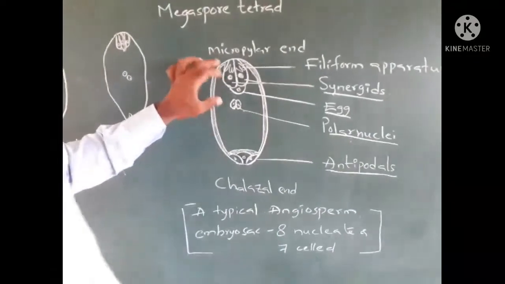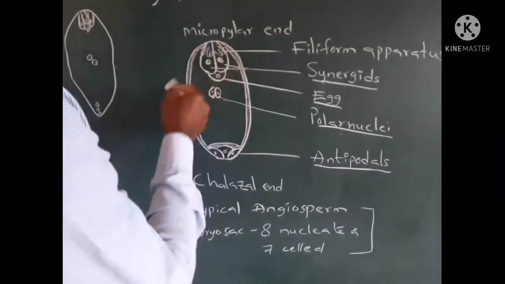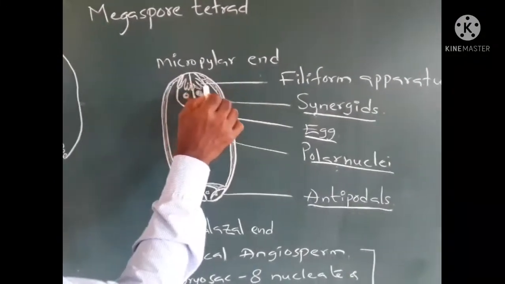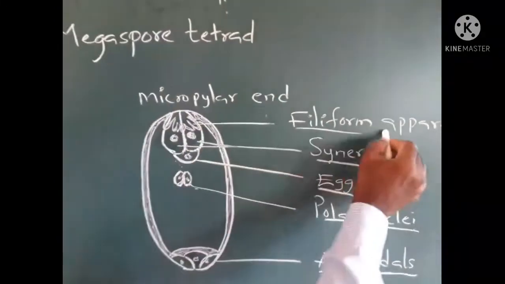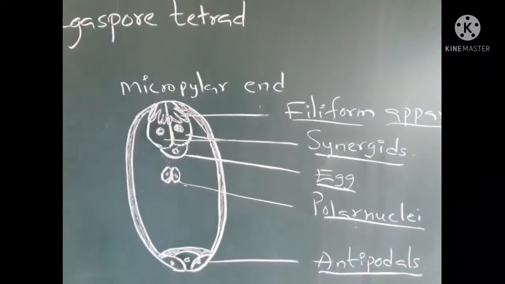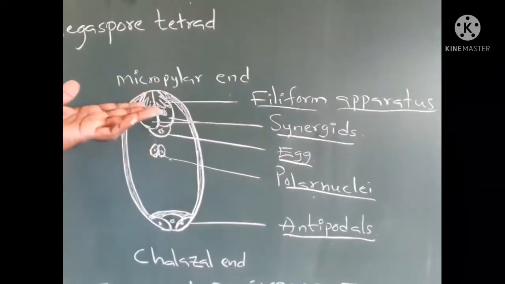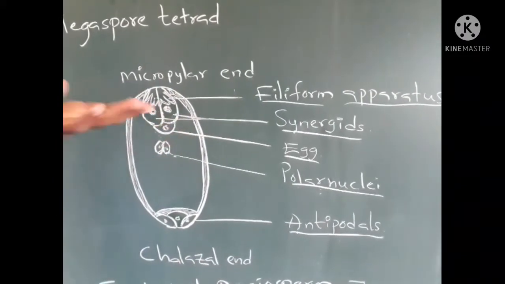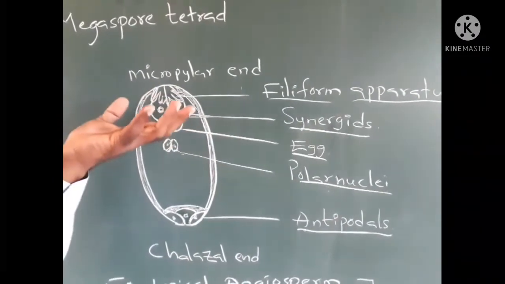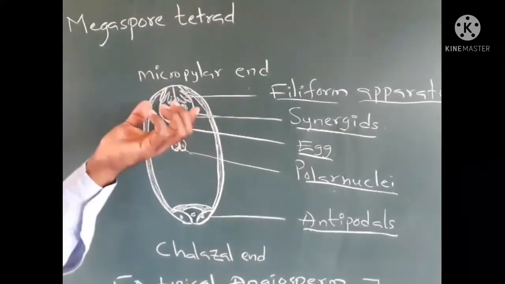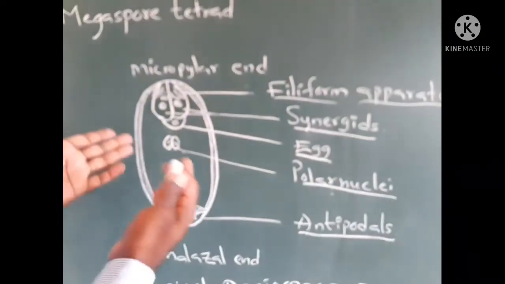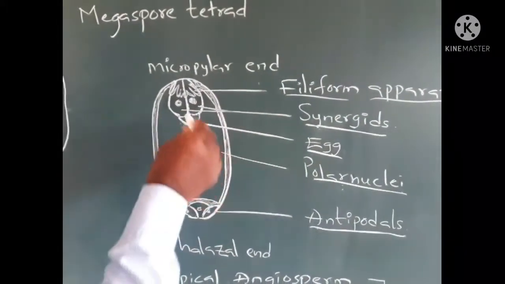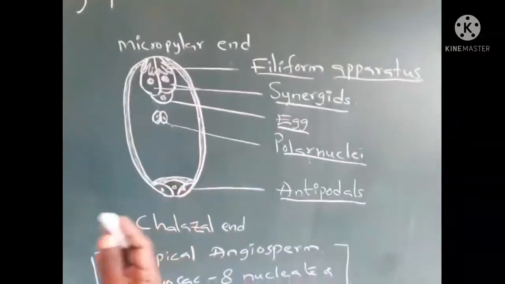See here, the synergids have finger-like projections. This is called the filiform apparatus. Its function is to absorb and conduct food material from the nucellus to the embryo sac. After fertilization, the synergids and antipodal cells degenerate.